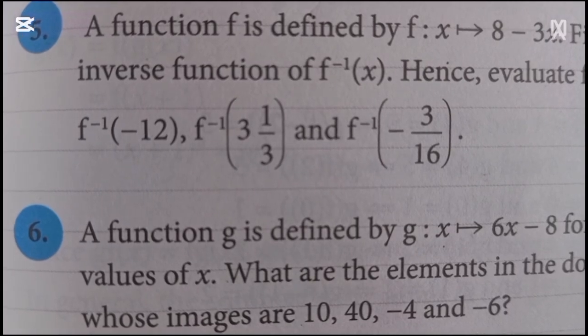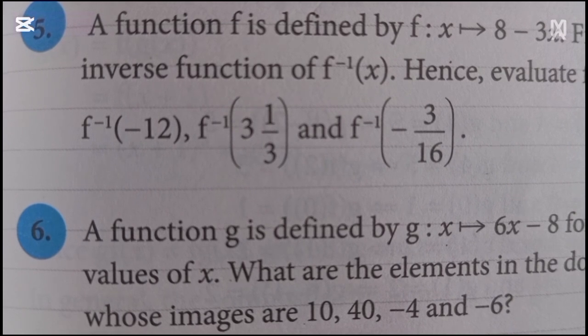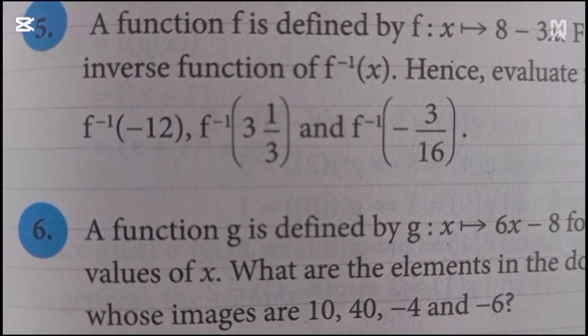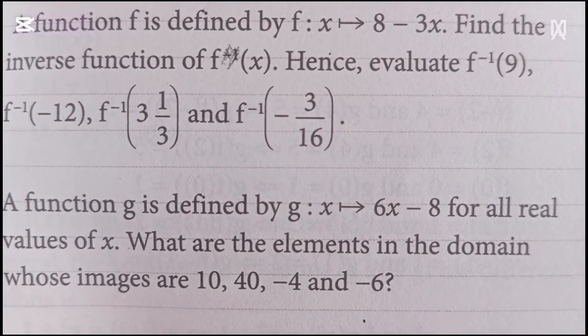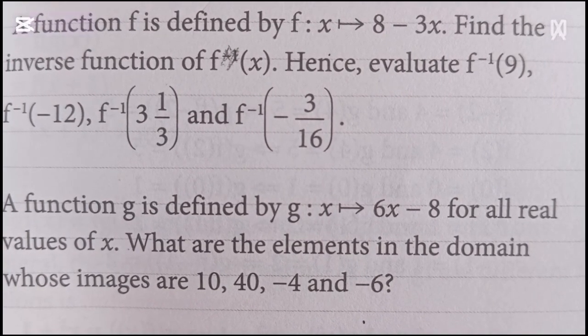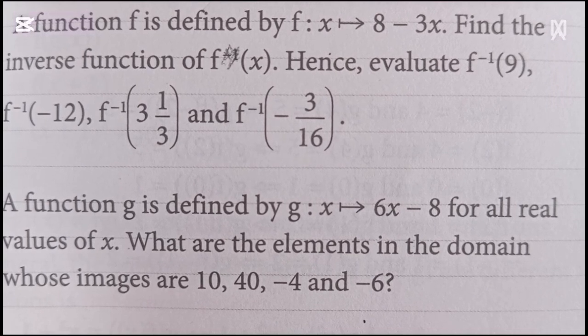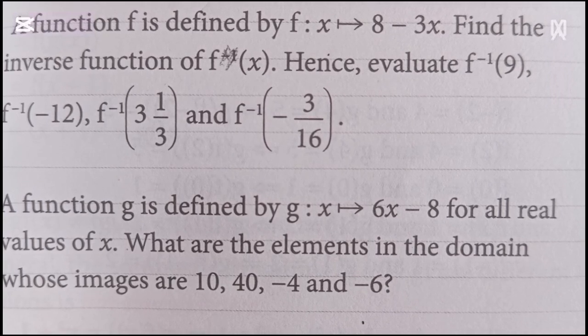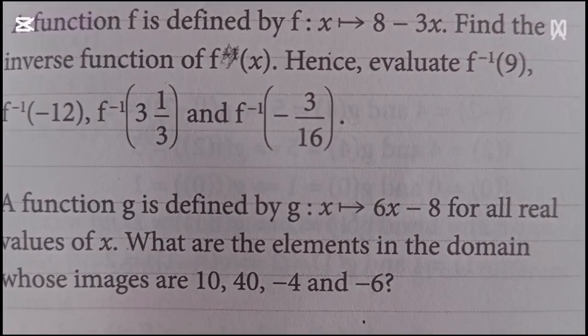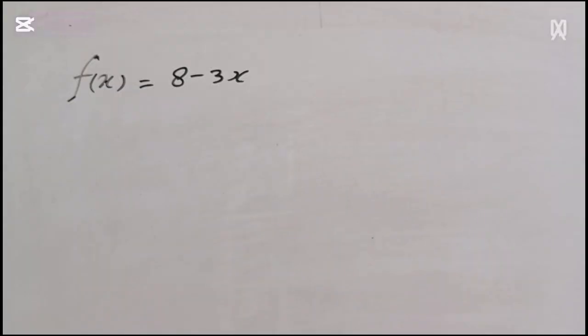Now the statement of question number 5. A function f is defined by f(x) equal to 8 minus 3x. Find the inverse of the function f(x). Hence evaluate f inverse at 9, f inverse at minus 12, f inverse at 3 whole 1 by 3 and f inverse at minus 3 by 16. This is the given function f(x) equal to 8 minus 3x.